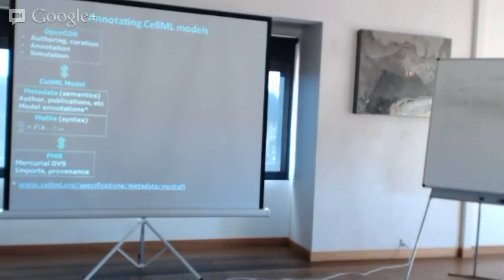The CellML models can be thought of in two parts. One is the maths, the syntax, and the other is the metadata, the semantics. I think we're in good shape in terms of the syntax, but we're in very poor shape in terms of the semantics. We've got the metadata associated with author publications, but we need to start annotating these models. And there is a draft spec for the annotations, which Mark Corning has developed.